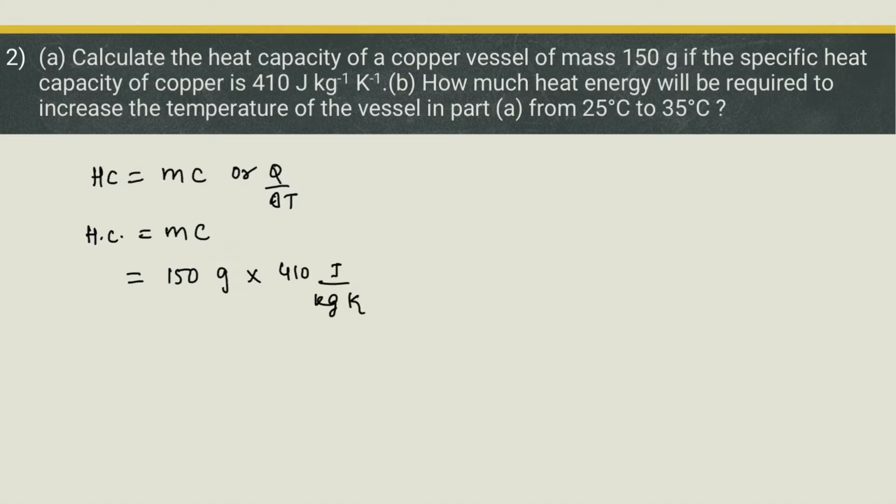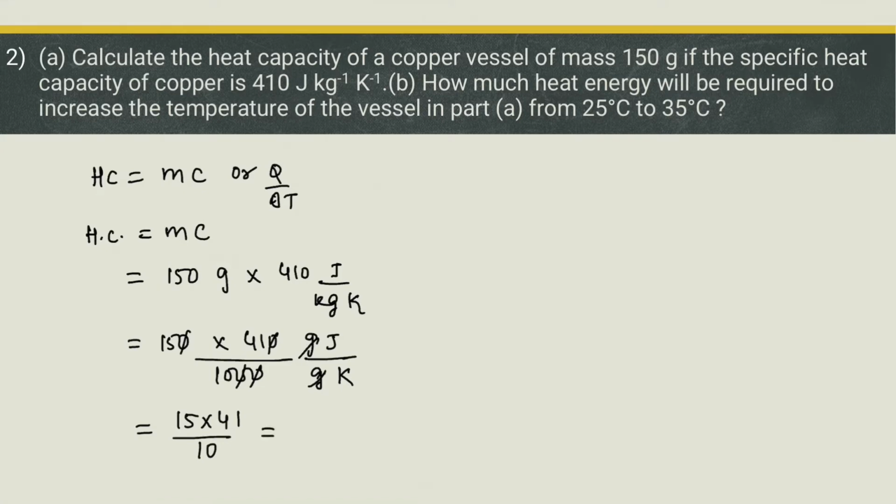So here first we must convert gram into kilogram. 150 into 410, 1 kilogram is 1000 gram. So this is gram into joule upon gram Kelvin, gram cancels, and the unit is joule per Kelvin. So 15 into 41 upon 10, and that is 61.5 joule per Kelvin.